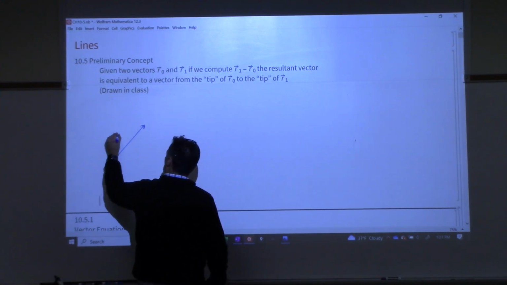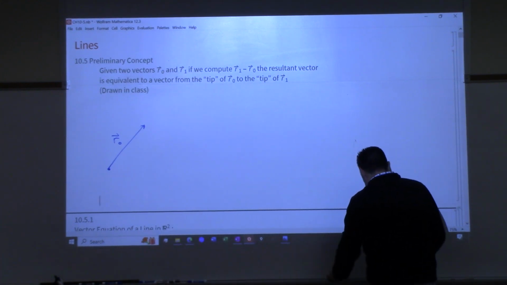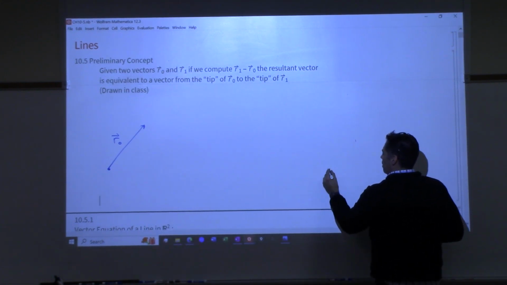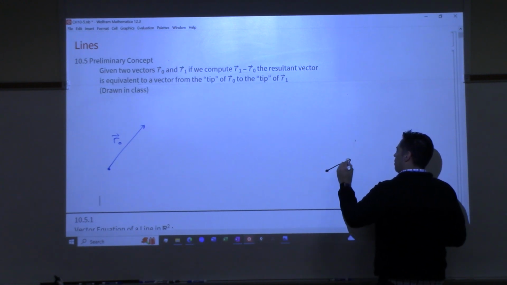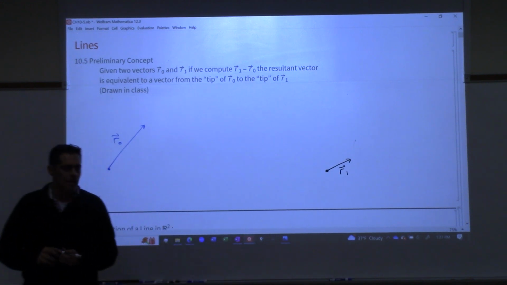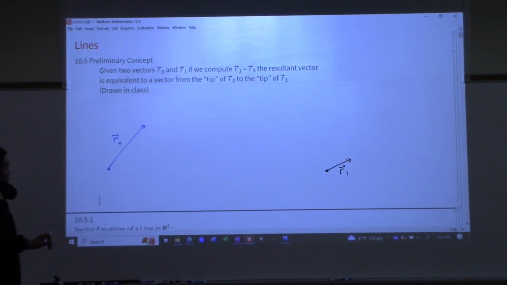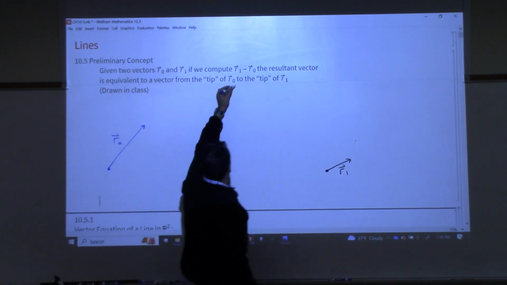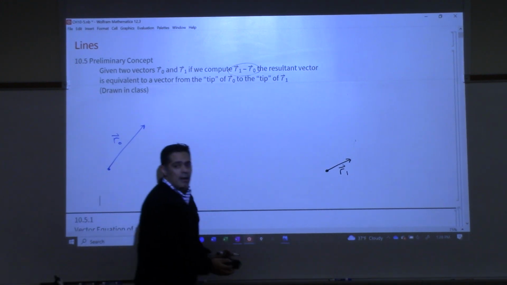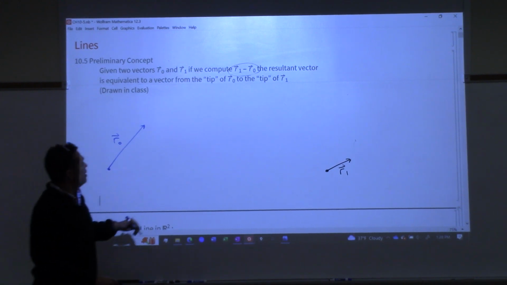If this is the vector R0, and let me do another vector over here, I'll do it in a different color. Let's say that this is the vector R1. Now these are vectors, so I just put them wherever I wanted, right? I want us to look at this. What is R1 take away R0? There's a bunch of different ways you can visualize this. Here's the way I'm going to do it for you.